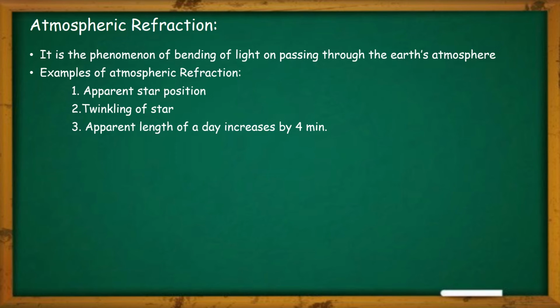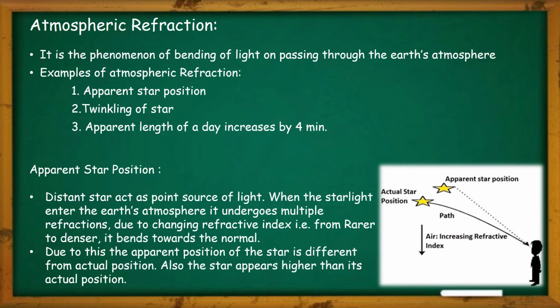Due to this atmospheric refraction, several natural phenomena can be observed in nature, and those are: the apparent position of the star, twinkling of stars, and the apparent length of a day increasing by 4 minutes. Like this, there are so many natural phenomena which can be observed in nature. So first of all, let us know about the apparent star position.